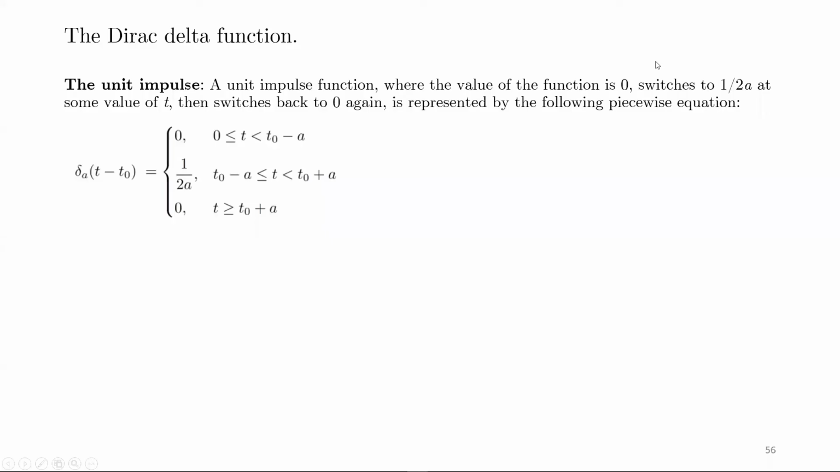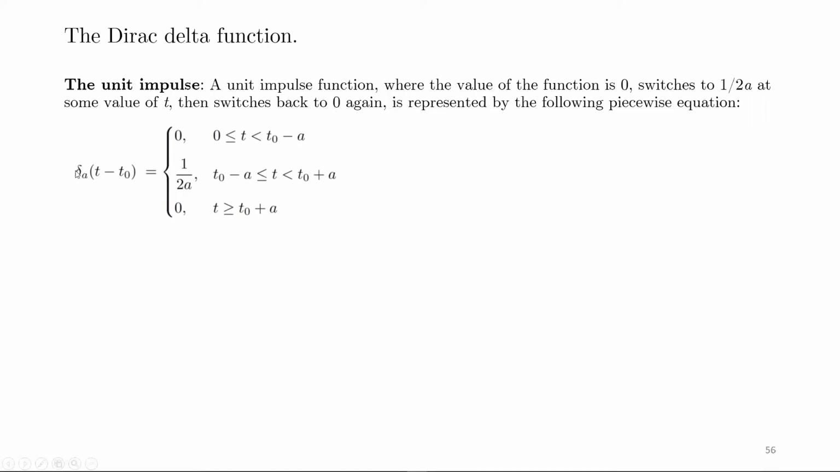So now we're going to look at our second type of special function, and it's called the Dirac delta function. Before we get to the specific Dirac delta function case, we're going to look at something very similar called the unit impulse. A unit impulse function is a function where the value is equal to 0 initially. It switches to the value 1 divided by 2a at some value of t, and then switches back to 0 again. It's represented by this piecewise equation here.